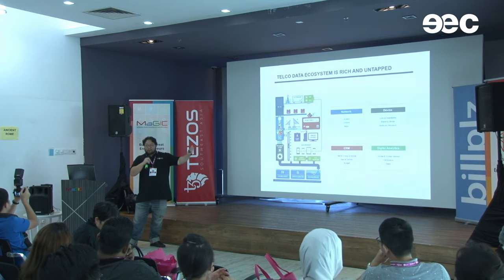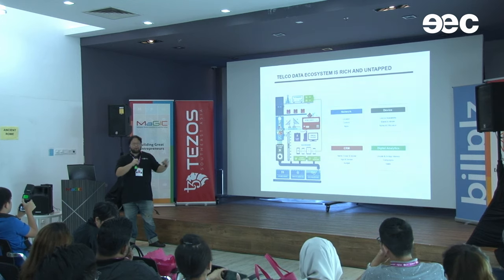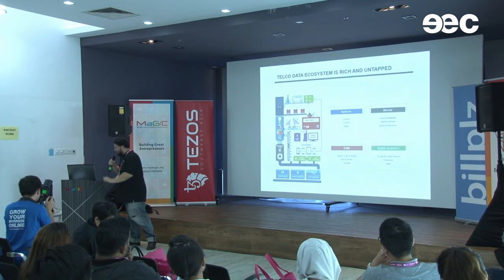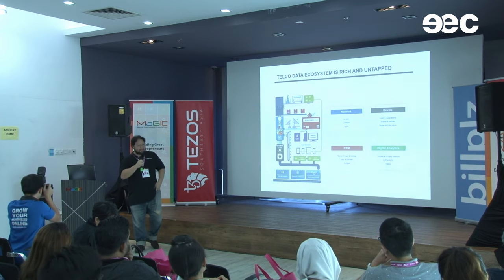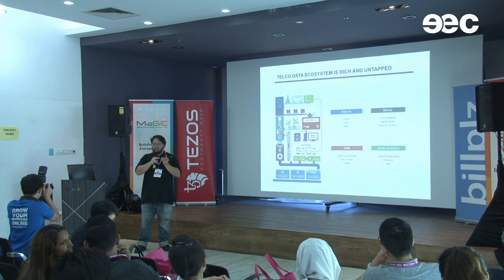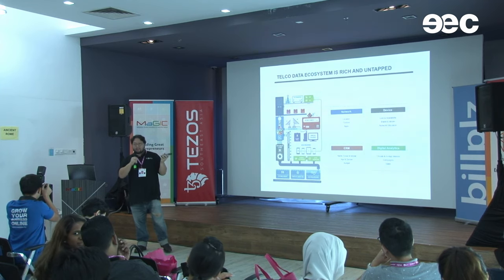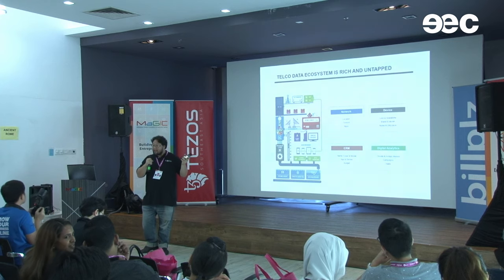So, actually, the telco network is very rich. I won't go into too much detail, but I'll just explain very quickly. I'm just going to borrow my phone here. Okay. So, actually, your phone, the moment it enters the network, will broadcast a special number called an IMEI number. With this, you can identify the brand, the make, and the model.